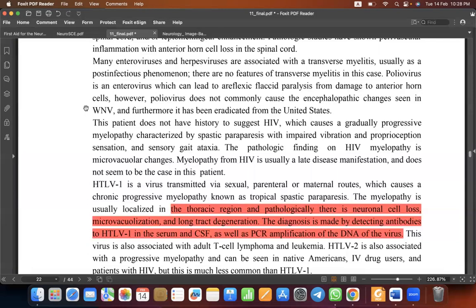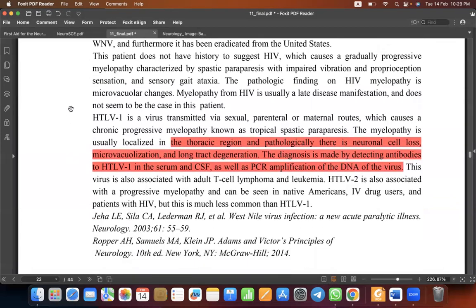The patient does not have a history suggesting HIV. Sometimes HIV is very important. HIV causes a progressive myelopathy characterized by spastic paraparesis with impaired vibration and proprioception, with sensory gait ataxia, as I told earlier. But the most important thing, there will be vacuolar myelopathy. Myelopathy from HIV is a late presentation, which does not seem to be the case here.